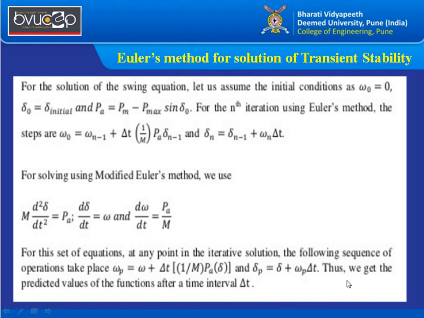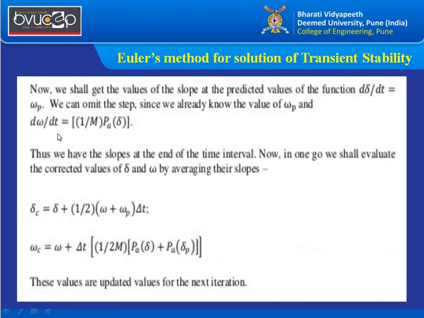So we get the predicted value of the function, which can be applied for the corrected formula also. We can omit the step d omega by dt in order to know the value of omega p. Then after this predicted value, we can go for the corrected value, for which we have seen the formula. We just have to substitute the values from omega and omega p. Similarly for delta, using del and del p, we can get the corrected value.